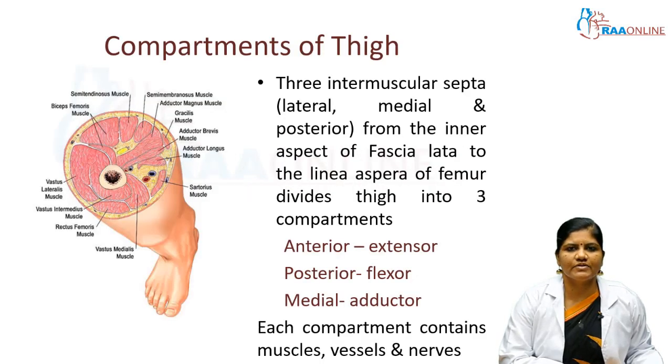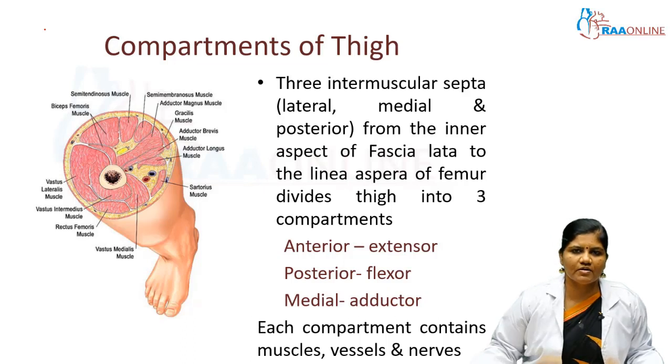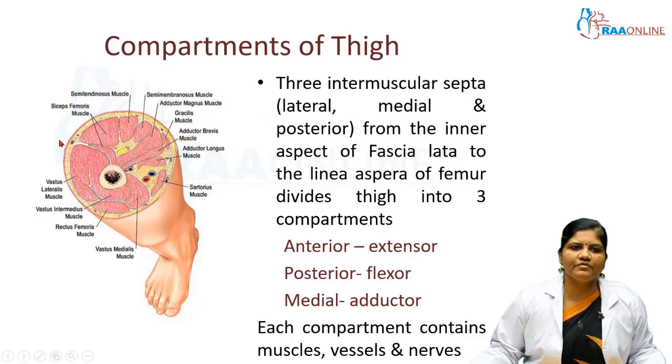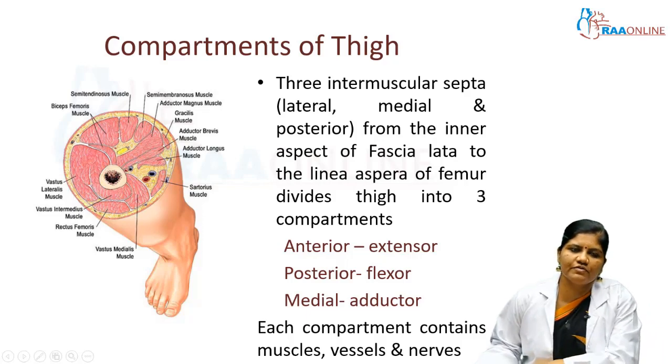Let's see the compartments of thigh. Thigh has three compartments, so three intermuscular septa extending from the fascia lata. This is the outermost layer, skin. Deep to the skin, there is a superficial fascia. Deep to that, there is a deep fascia. The intermuscular septa are the modifications of deep fascia.